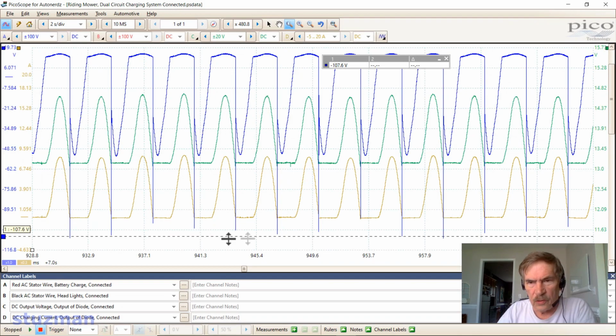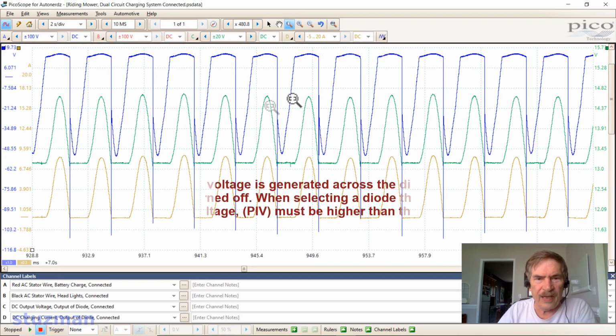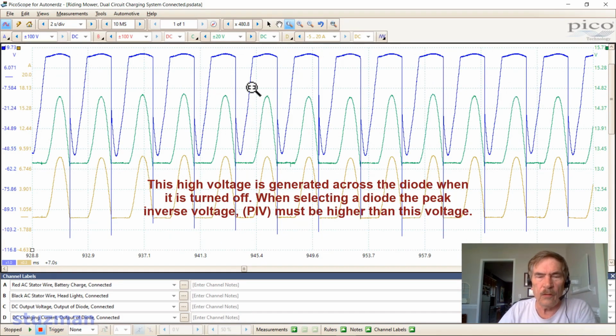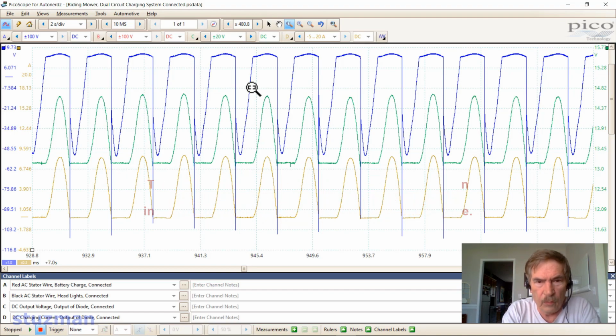Well, the reason is that when we are passing current through a coil of wire, which in this case is our stator, and that is an inductor, and when the current is passing through the coil of wire, and when you abruptly turn off that current, you will generate a high voltage spike, sometimes known as inductive kickback voltage.